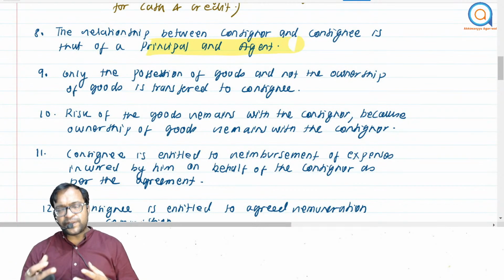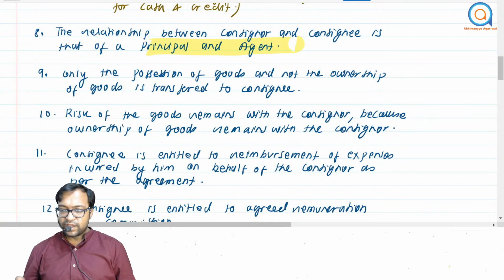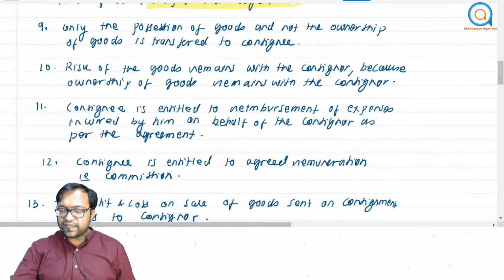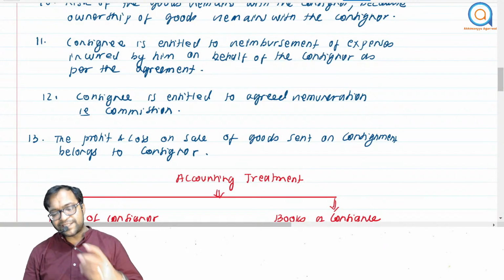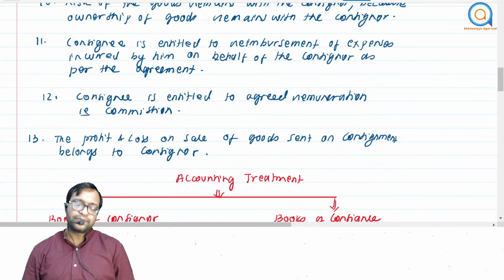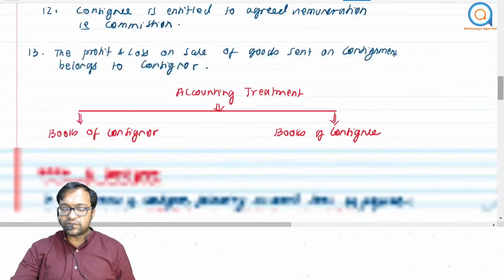Consignee will incur many expenses on behalf of the consignor, which will be reimbursed by the consignor. For doing this work, the consignee is remunerated with commission. And profit and loss of this business belongs to whom? Consignor, not consignee. This business is of the consignor, no? So profit and loss also belongs to the consignor.